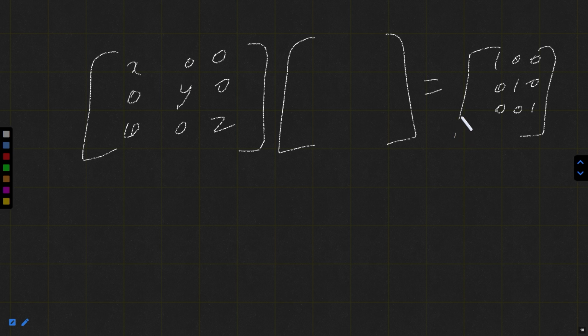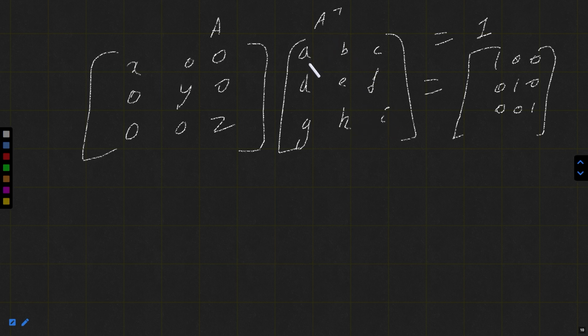So work smartly. I'm not going to evaluate A inverse by using row elementary operations or the adjoint method or any other method. I will just find the inverse by using a simple matrix product. Suppose this is A, this is B, and this is your identity. This is your A inverse, which you have to find. Quite simple. Suppose the entries are a, b, c, d, e, f, g, h, i. We have to find these values.